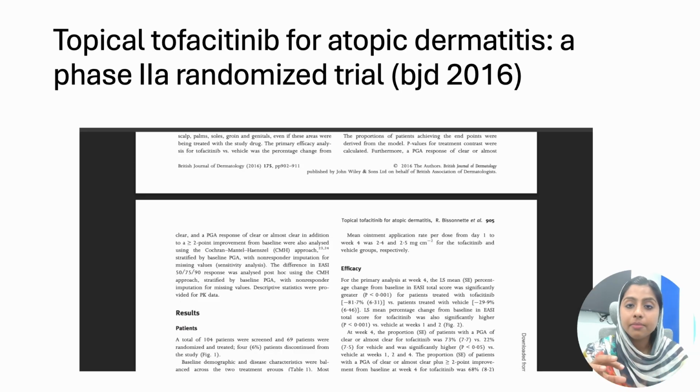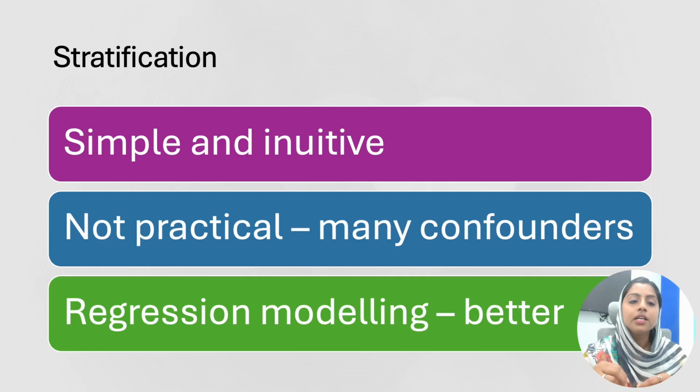Now, this is an example of a dermatology study where topical tofacitinib used in atopic dermatitis is studied. I put this so that you can see in the methodology part they have addressed the confounder using Mantel-Haenszel. So this is the importance of knowing the different strategies that you can use to identify and address a confounder. Stratification is a very simple and intuitive method, but the problem is that it cannot be used when there are many confounders. That is where the regression model comes in.